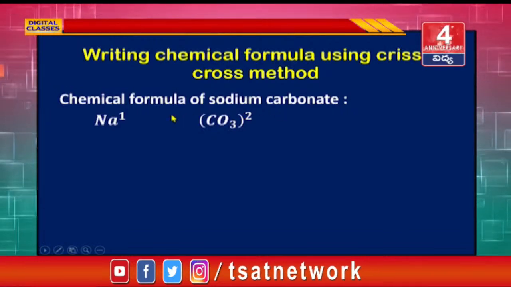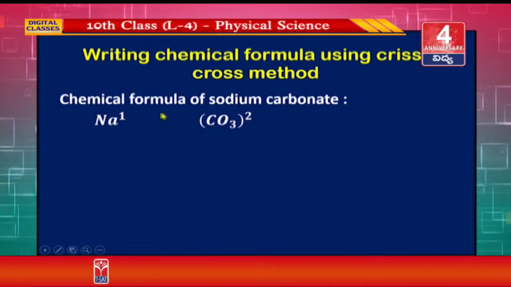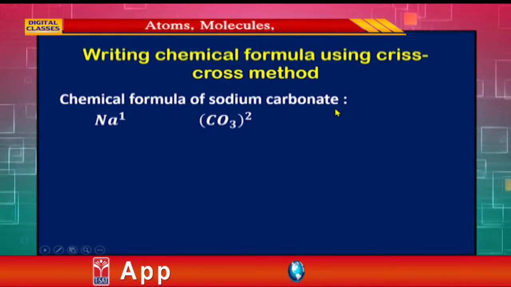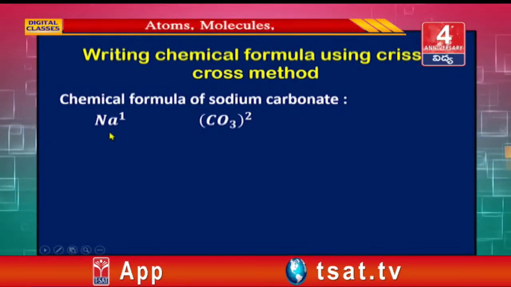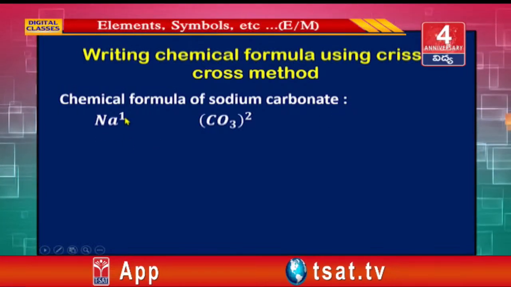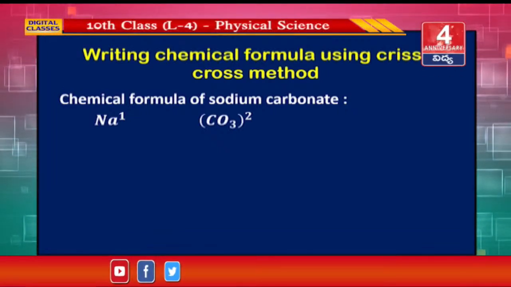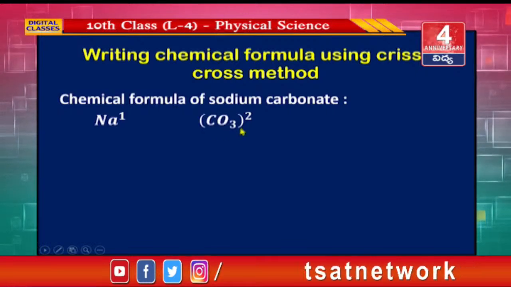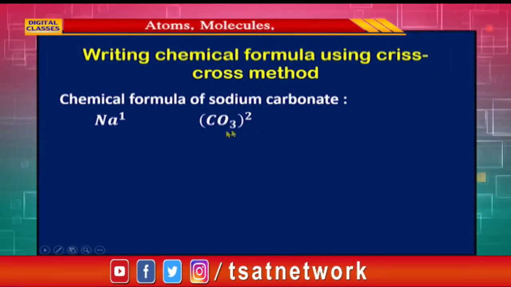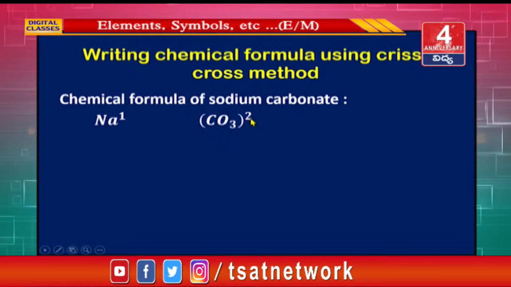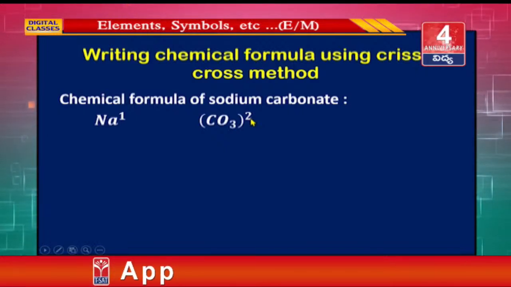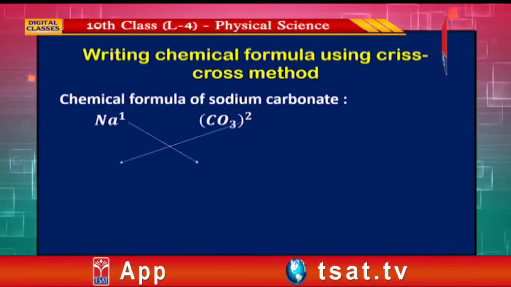these compounds. First let us take the example of chemical formula of sodium carbonate. So we will write the symbol of sodium, children, Na, and on top of it we will write the net charge on sodium, that is 1. We will take carbonate together, children, CO3, and on that we will write the net charge for carbonate, it is 2. Now we will apply crisscross.